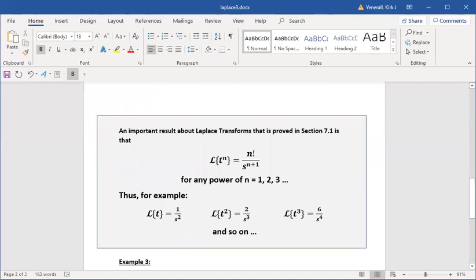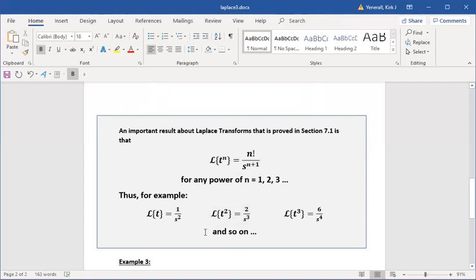In section 7.1, a very important result is shown that has to do with the Laplace transform for powers of t. It's shown in that section in your reading that if you want to know the Laplace transform of the nth power of t, that is actually a fraction that contains the n plus first power of s in the denominator and the factorial of the power n in the numerator.